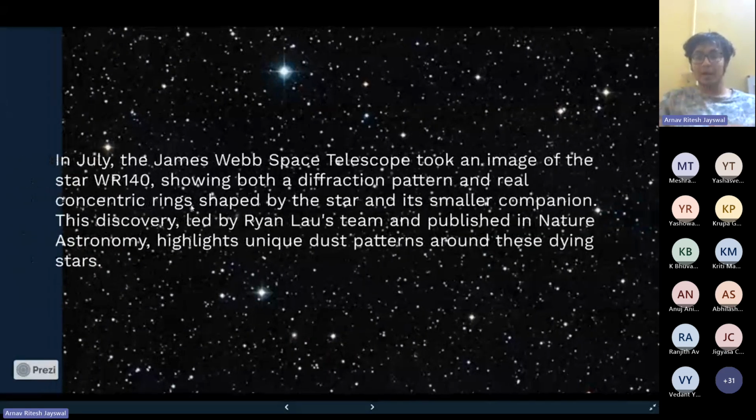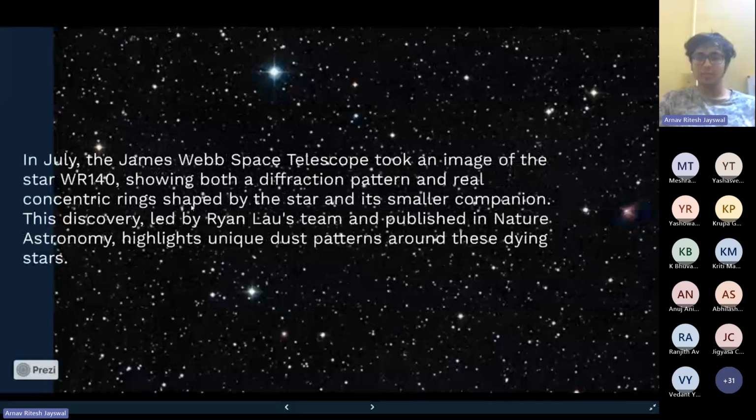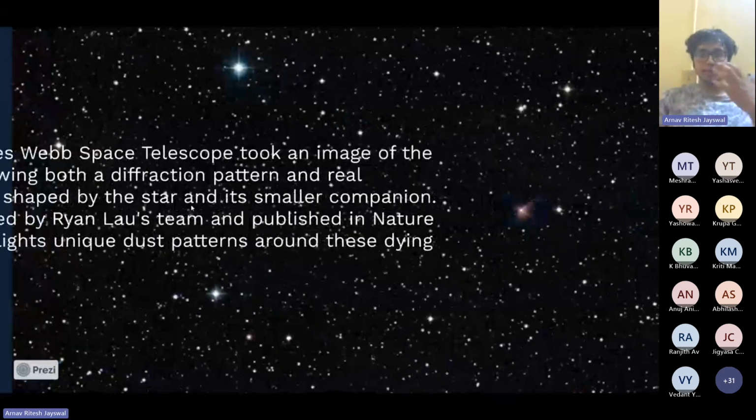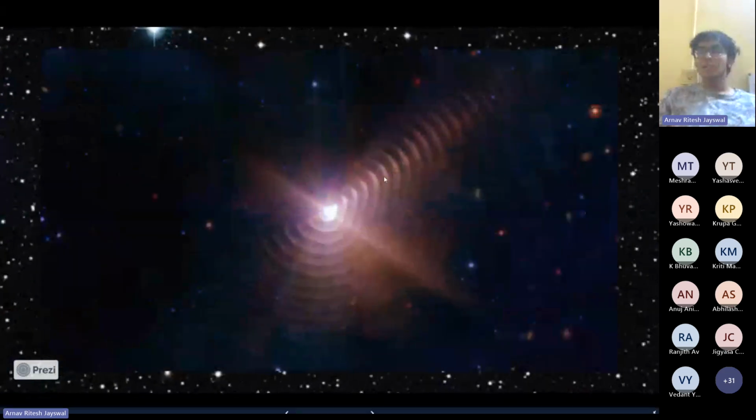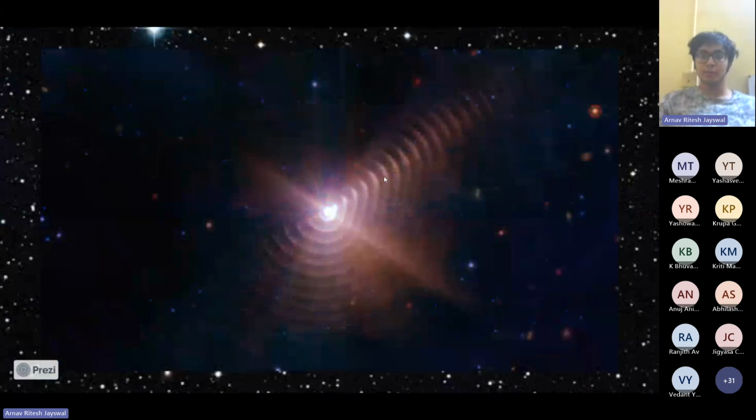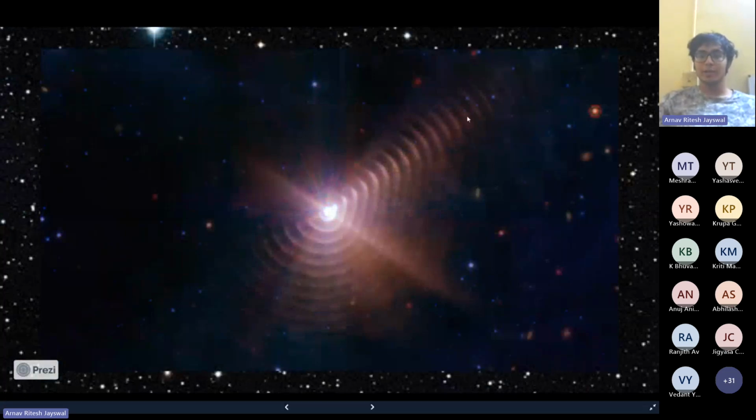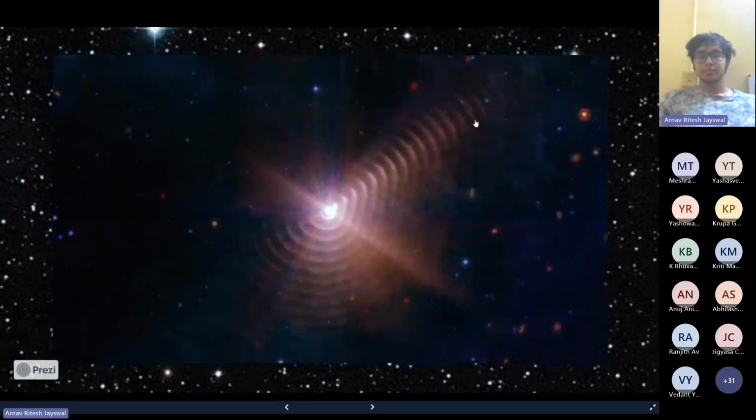exploration about why these dust patterns happen in dying stars. Let's not dive too deeply into it because you will cover this in some of the future courses. But yeah, this was an amazing discovery with the James Webb Space Telescope. So you can see the diffraction patterns of the light on this image here.